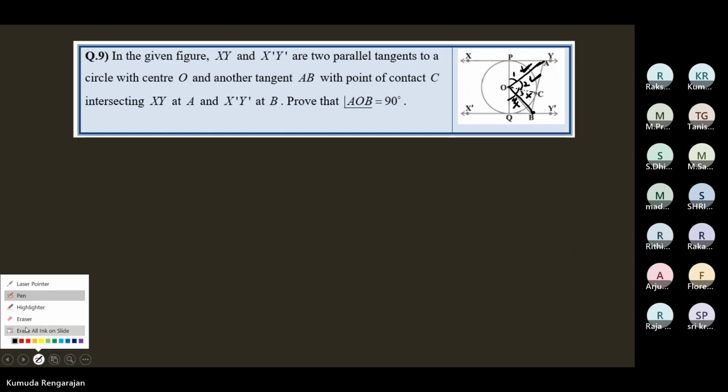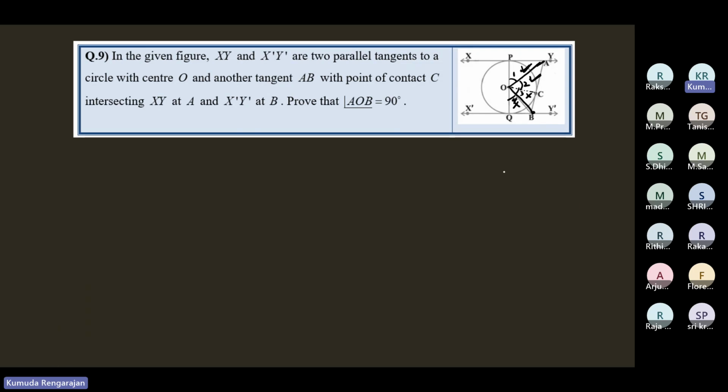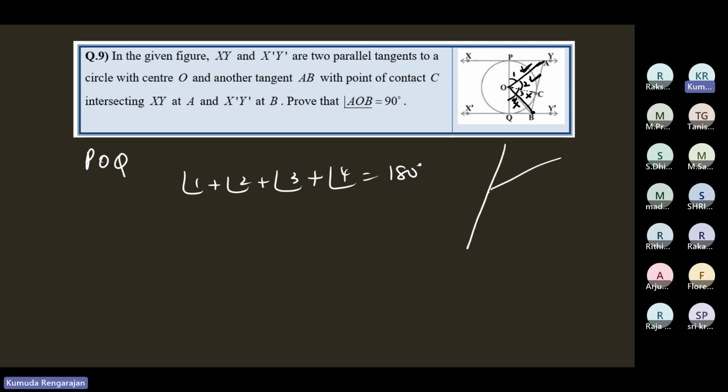So now we know that POQ is a straight line, because it's a diameter. So angle 1 plus angle 2 plus angle 3 plus angle 4 is equal to 180, because POQ is a straight line. On the straight line, we have all these four angles. On POQ, we have angle 1 here, 2 here, 3 here, and 4 here. They are not angles around a point. On the diameter, we have angles 1, 2, 3, 4 like this. So the sum of all four angles is 180 degrees, because they lie on the straight line.